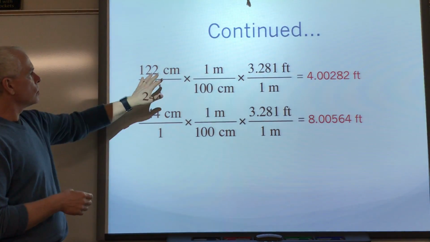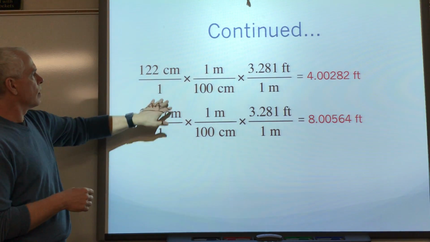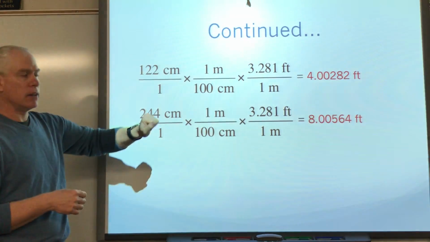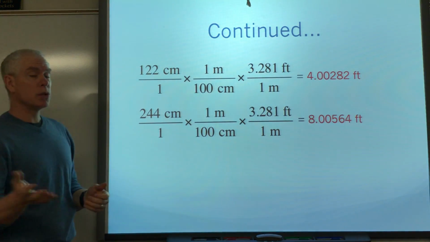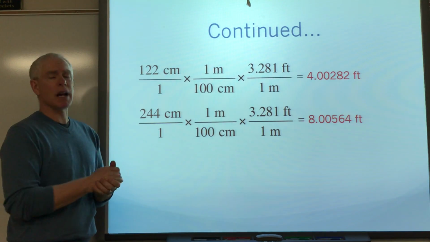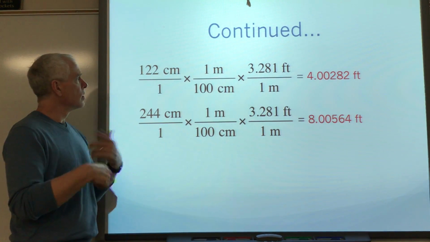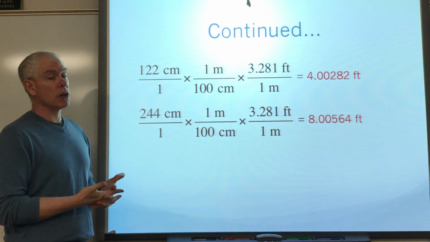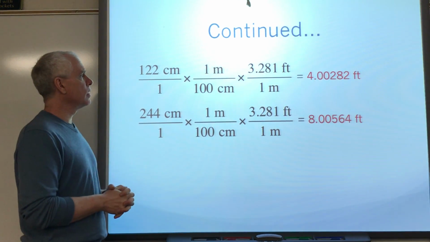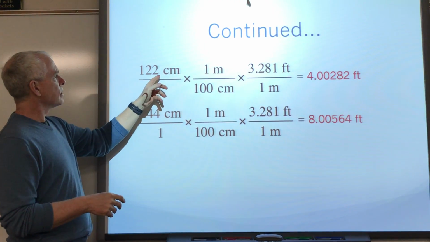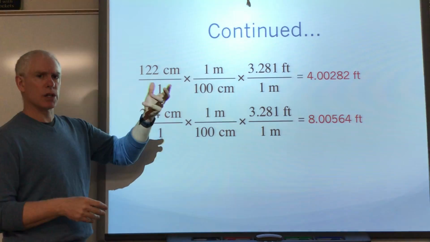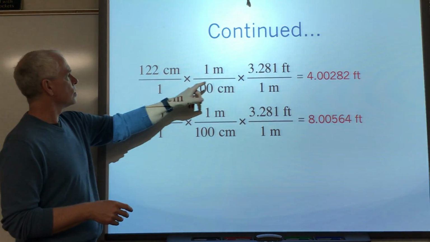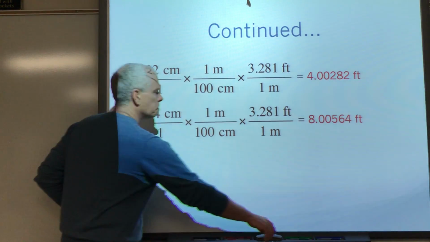Okay, so 122 centimeters, we're gonna start there. And I need to convert this to feet. So you might have to look up some of this conversion on your own, okay? You can Google it. Some of your calculators have good unit converters if you need. So I know that meters and feet is a good conversion, so I'm gonna say that there's 100 centimeters in a meter.